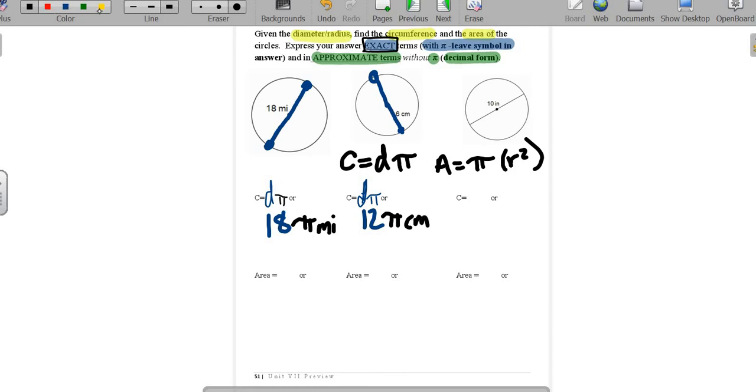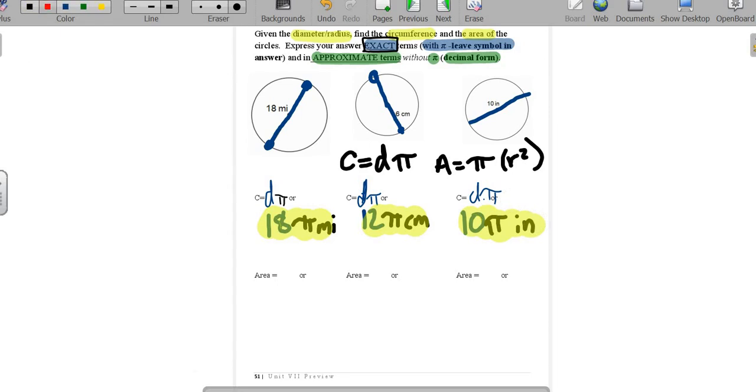Come over here. C equals D pi. I physically trace my diameter. My diameter, I'm told, is 10. So my circumference is simply going to be 10 pi inches. This is the exact term for circumference.